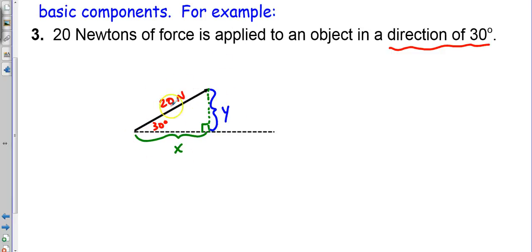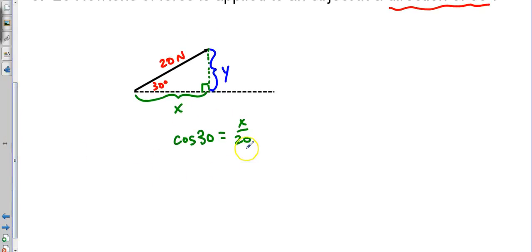So I need to figure out if this has a length of 20 newtons, then how much is being applied in the x direction. And I can figure that out using my basic SOHCAHTOA trigonometric function. So I want to figure out the adjacent relative to the 30-degree angle. So that's going to be cosine. So cosine of 30 equals x over 20. So a couple different ways that we can do this. When we go through and solve for x, we can write it and just leave it in this form: 20 times the cosine of 30 equals x.